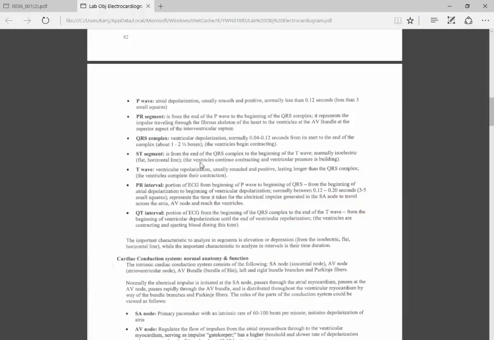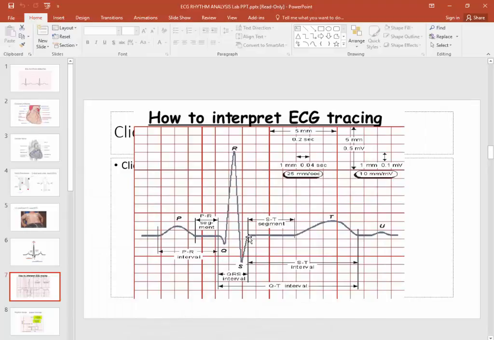And then the ST segment is from the end of the QRS to the beginning of the T. It should be a flat, horizontal line. The ventricles are contracting, pressure is building. So we're looking at this distance here. The ST segment should be flat. Notice it's even with this line, pretty close, maybe just a little higher, but it should be primarily the same height as the PR. When we see elevations of this segment, that can indicate a heart attack or damage to the heart.